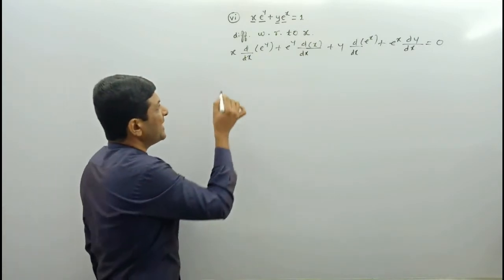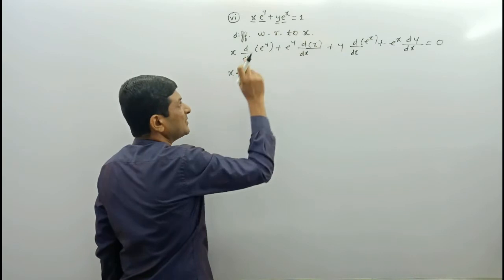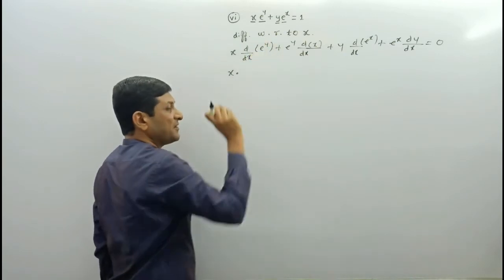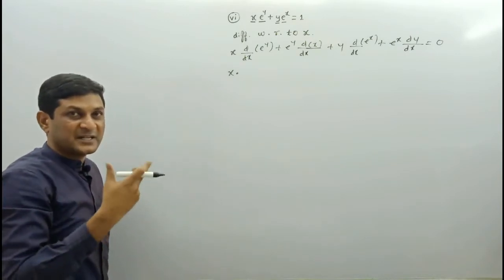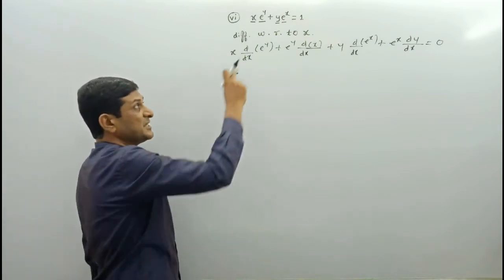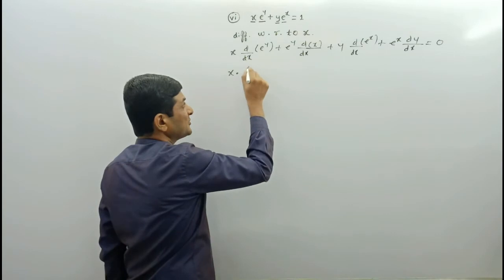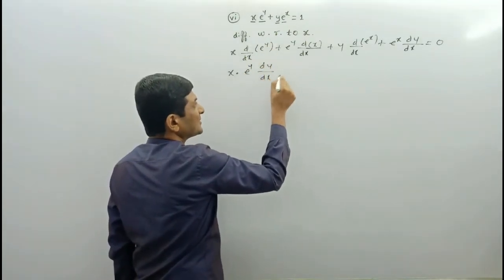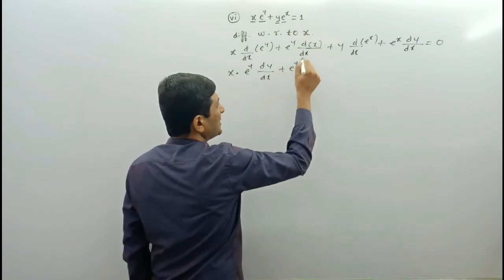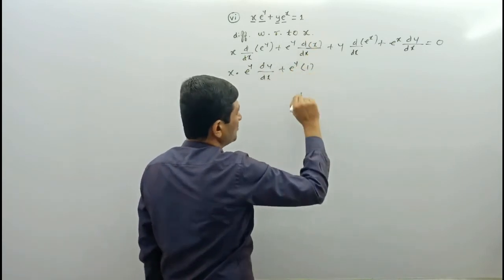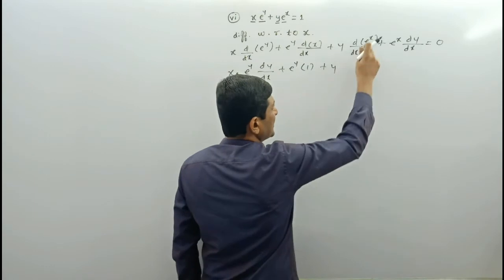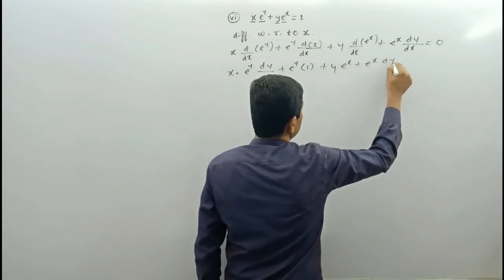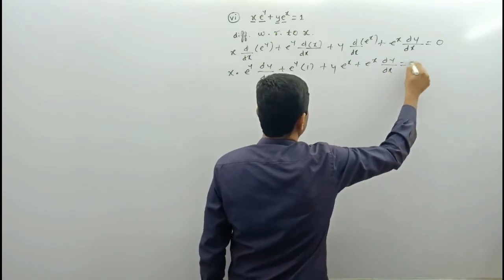Now let us simplify it. X, keep it as it is. Now this function is in the form of e raised to power f of x, because instead of x, if any another term appears, we can consider it as f of x. What is derivative of e raised to power y then? E raised to power y into derivative of y will be dy by dx, plus here e raised to power y, keep it as it is, derivative of x will be equal to 1, plus y as it is, derivative of e raised to power x is e raised to power x. E raised to power x into dy upon dx is equal to 0. Keep it as it is.